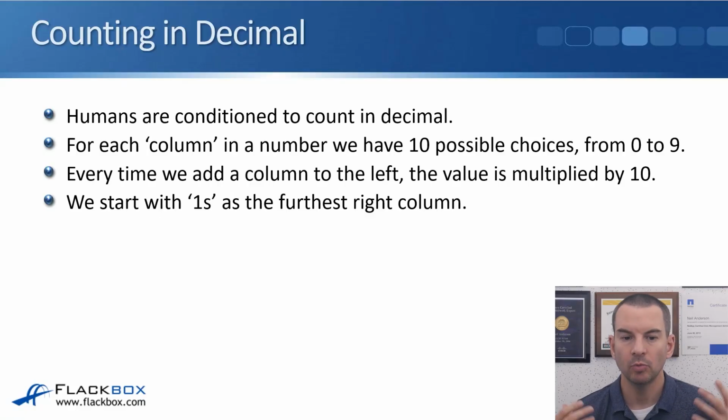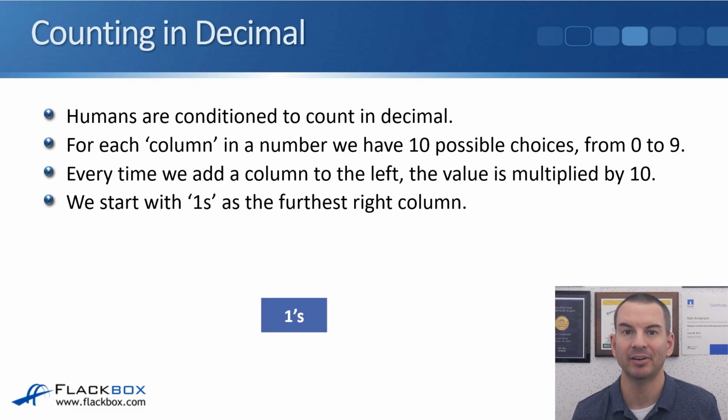As humans, we're conditioned to count in decimal. It's how we're taught to do it from a really young age, and we do it now without thinking about it. When we write a number down, for each column in the number, we have 10 possible choices from 0 through to 9. And every time we add a column to the left, the value is multiplied by 10. And we start with ones as the furthest right column. So let me show you what I mean.